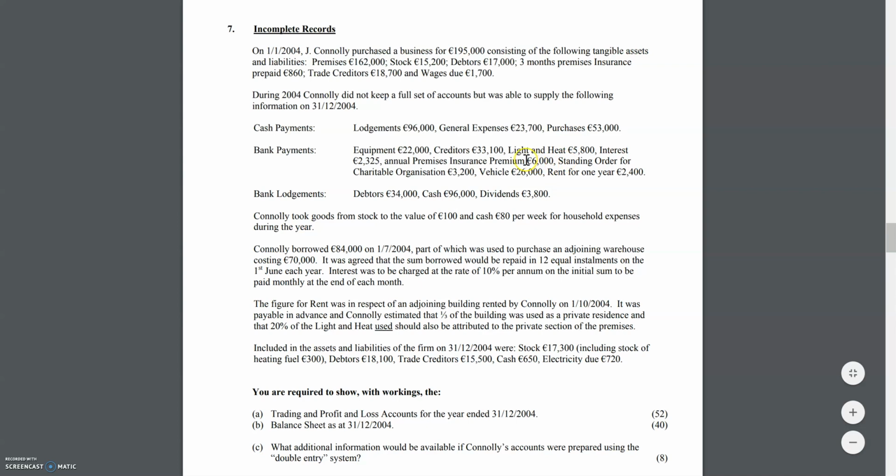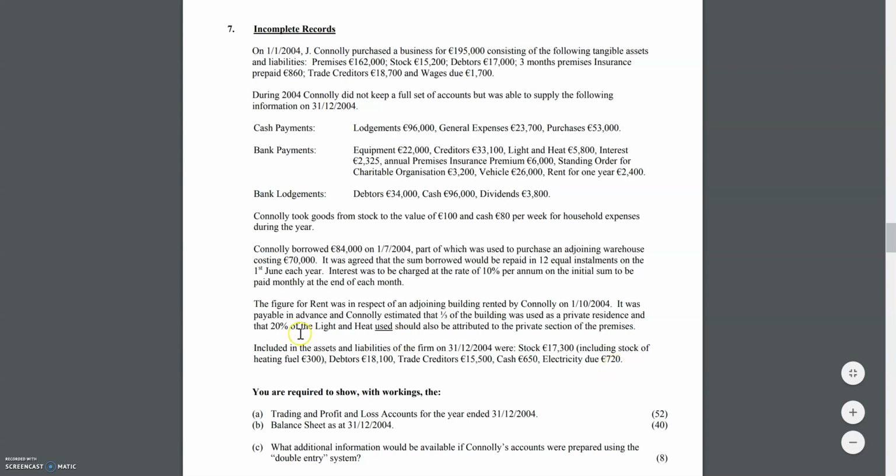So we have light and heat here for payments of 5,800. We don't have any light and heat at the start, whether due or prepaid, but we do have it down here at the end. So we have including in stock heat fuel of 3,000. So that's 3,000 we've left over. So we're going to reduce our light and heat by 5,800. Also reduce the stock by that 300 as well. And then we've got electricity due that's going to increase it. So we're going to have the 5,800, take away the 300, add the 720.